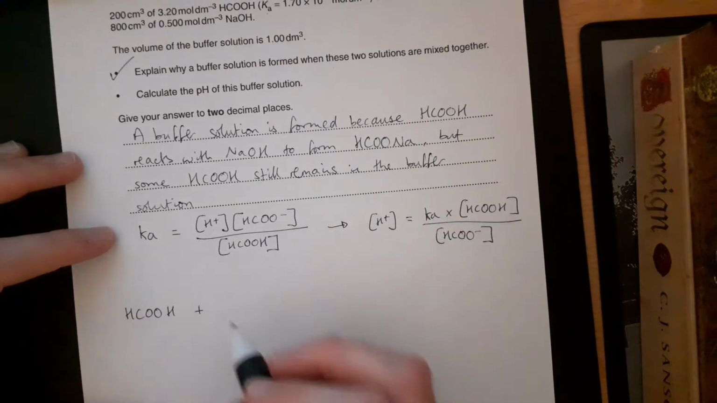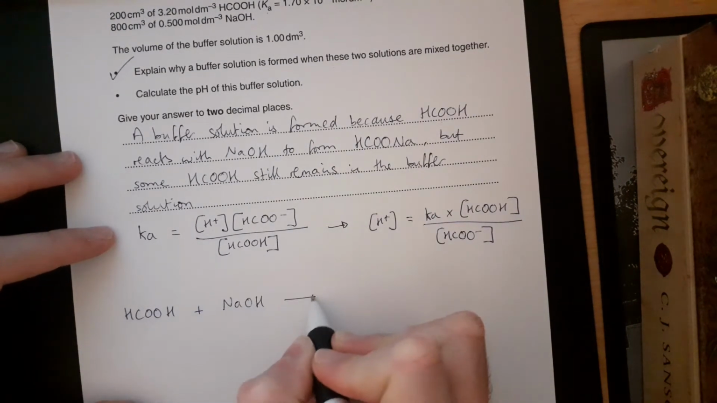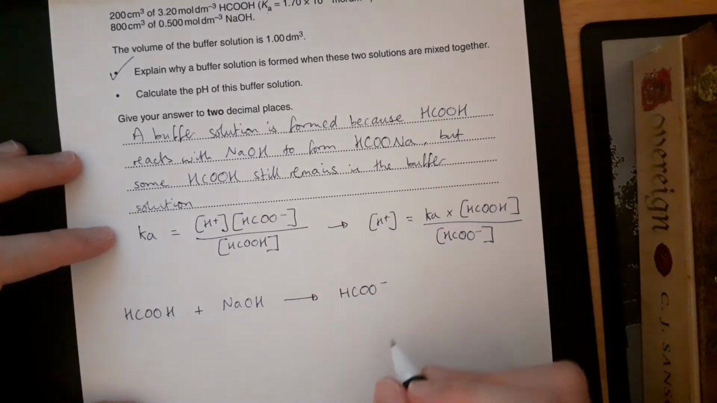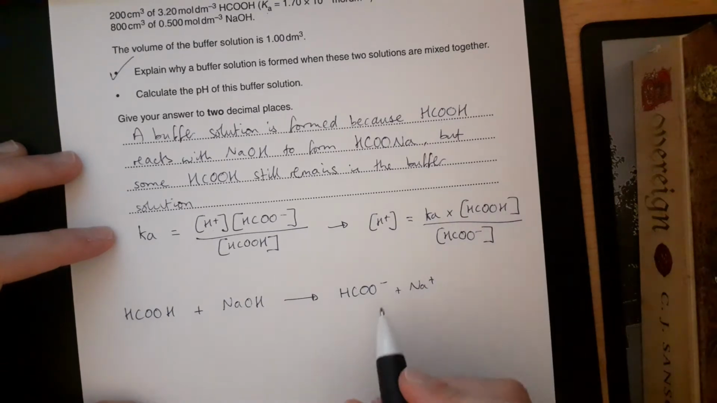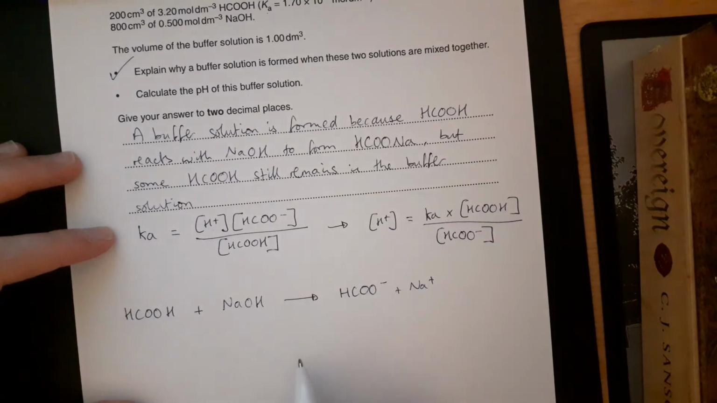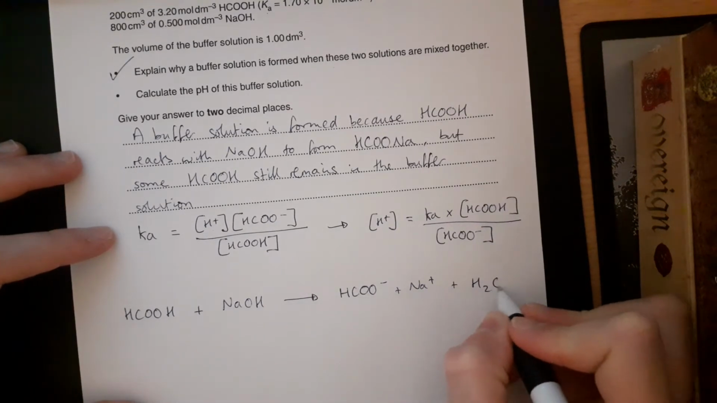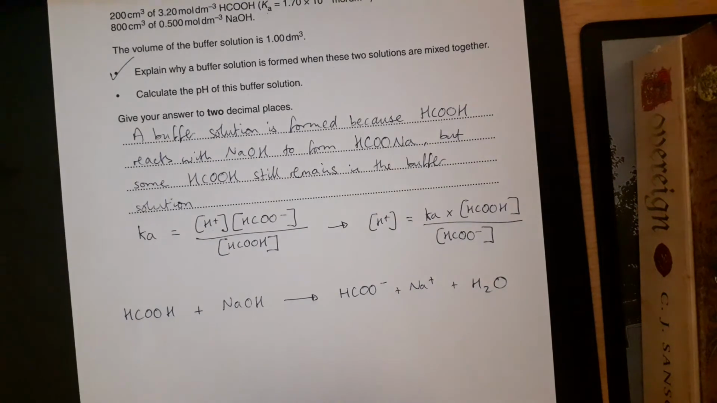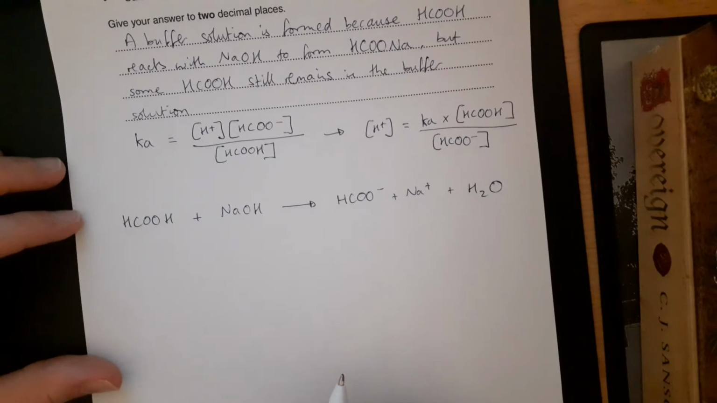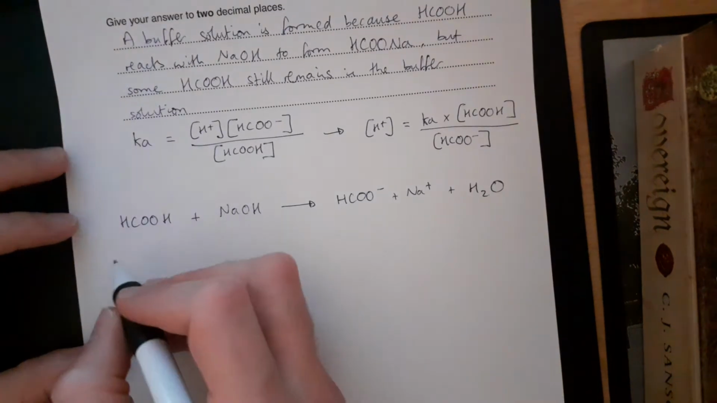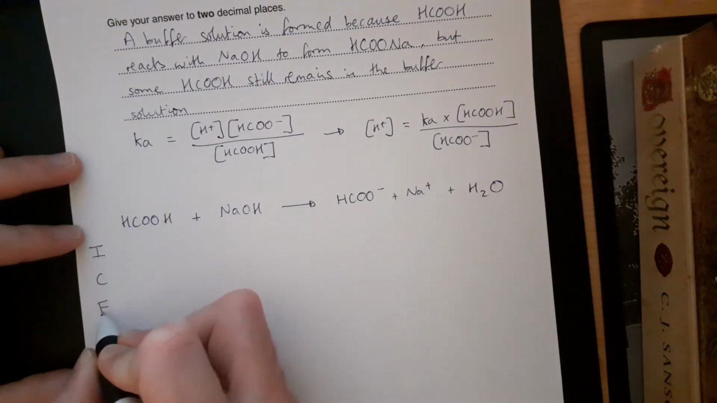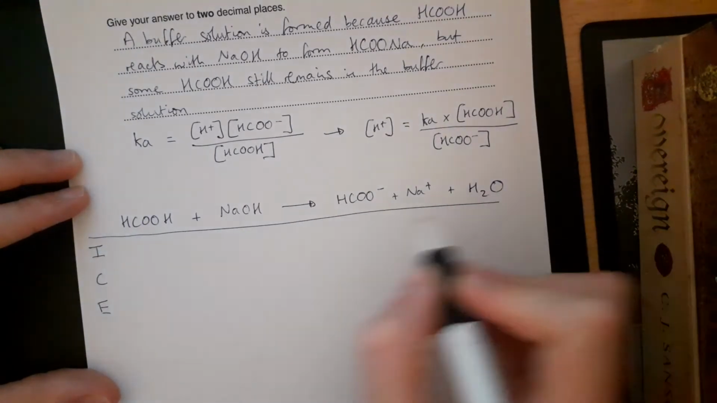So the methanoic acid is reacting with the sodium hydroxide. It's going to make the methanoate ions and sodium ions. You could write them together, but I'm going to write them separately just so the link is clearer. And it's going to make water as well. And then the way we work this out is we're going to use an ICE table, like we've seen if you've watched any of the videos about equilibrium. So we're going to look at how many moles we had initially, how much they change, and what we have at equilibrium. We're going to do this in a table.